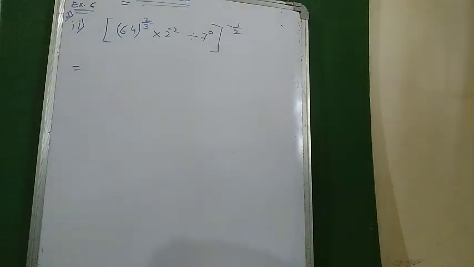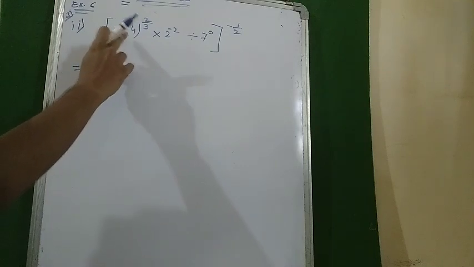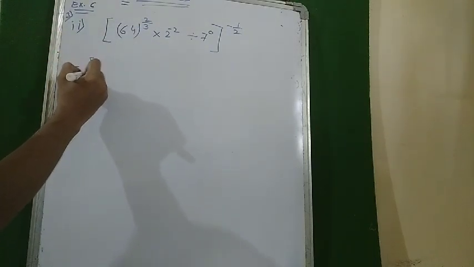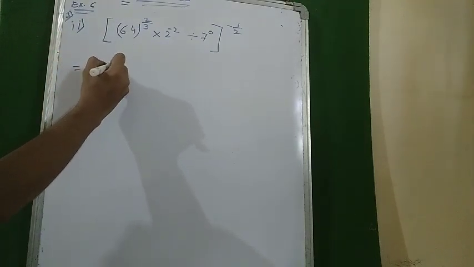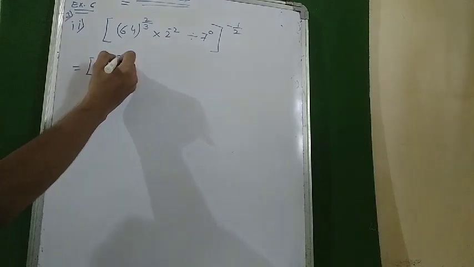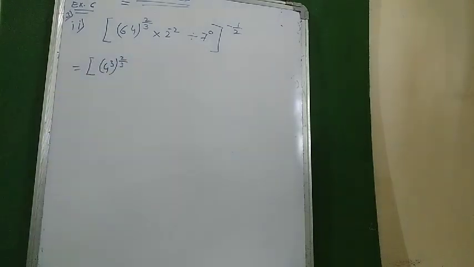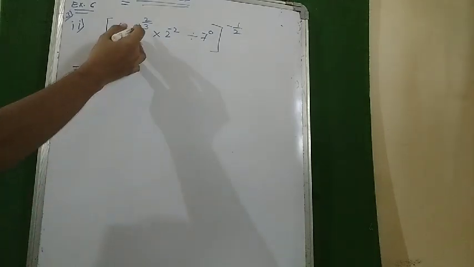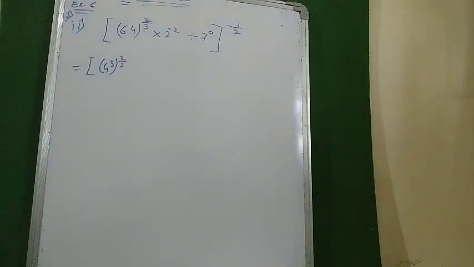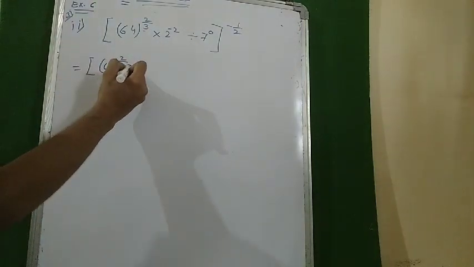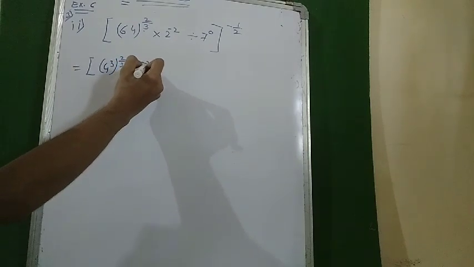64 raised to 2 upon 3. See what is there in the denominator, that is the hint. It is 3, so it is something which is related to cube root. So 64 is 4 raised to 3 whole raised to 2 upon 3. 64 also can be written as 8 raised to 2. But as there is 3 in the denominator, I wrote it 4 raised to 3. Multiply by 2 raised to minus 2.